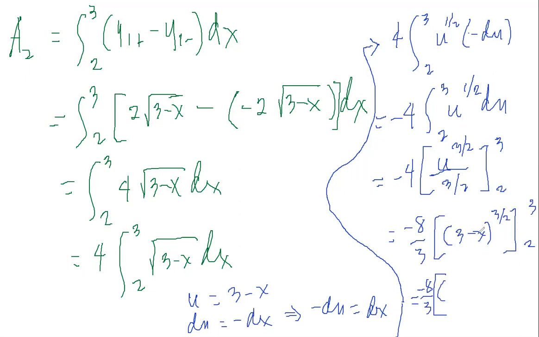So if x is equal to 3, this becomes 0. So 0 minus, and let's substitute 2. So 3 minus 2 is 1, and 1 raised to 3 halves is equal to 1. And this becomes 8 over 3, right? Okay, so we know that a sub 2 is equal to 8 thirds.